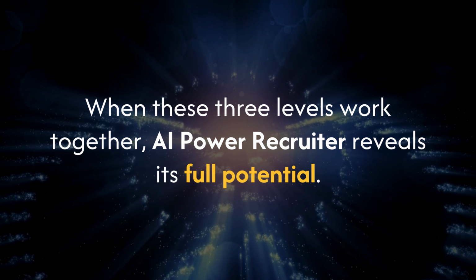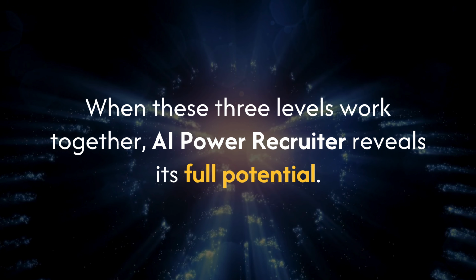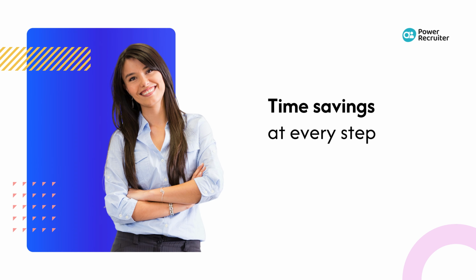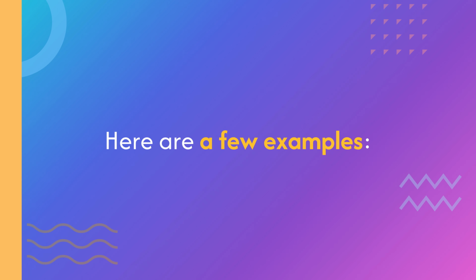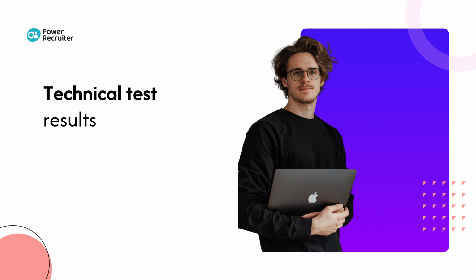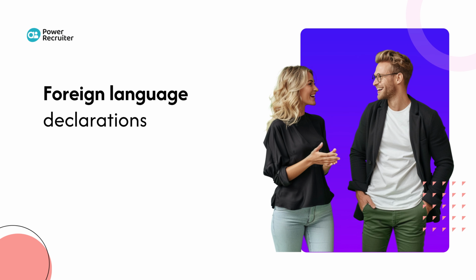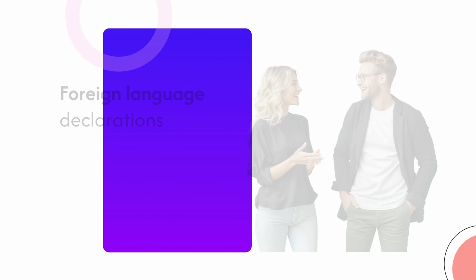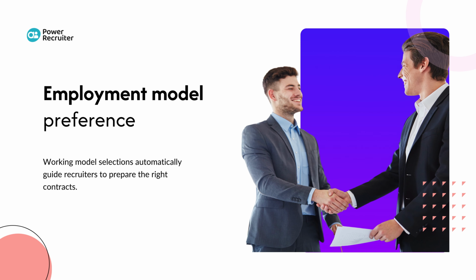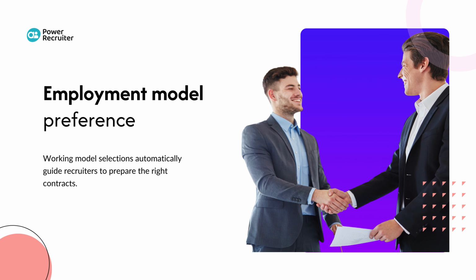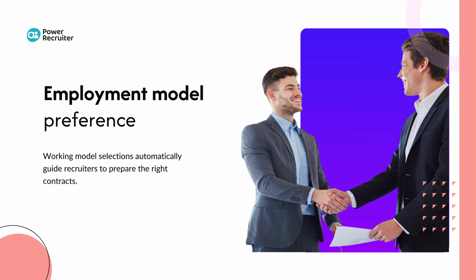But the real magic happens when all 3 levels work together. The system understands the data flow and builds a consistent information ecosystem. A tech test result doesn't just sit in a table. It adjusts candidate ranking, changes their status, and updates their profile. Language skills declared in a form go directly into the candidate's language section. Preferred working models are instantly mapped to contract details, helping recruiters prepare the right offer.